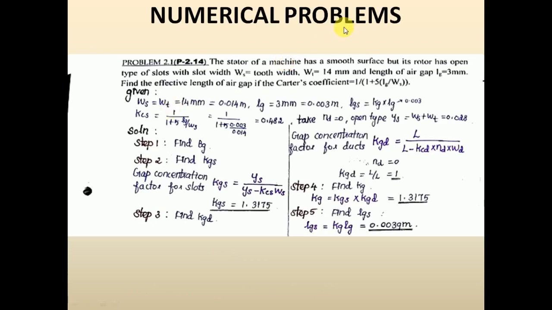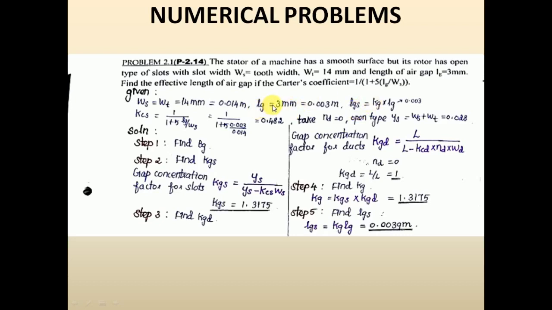In this problem, the rotor is actually a slotted one, and the width of slot and width of tooth are both the same, and the length of air gap is also given. You are asked to find the effective length of air gap. Effective length of air gap can be found out from the relation kg into Lg. In our derivations we have used the notation Lge, but here it is written as Lgs. Both are one and the same.